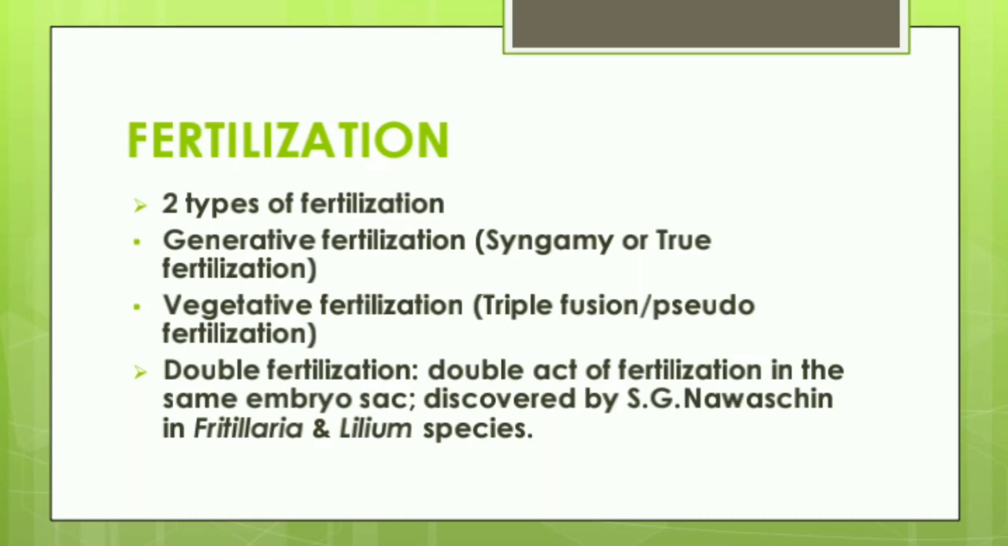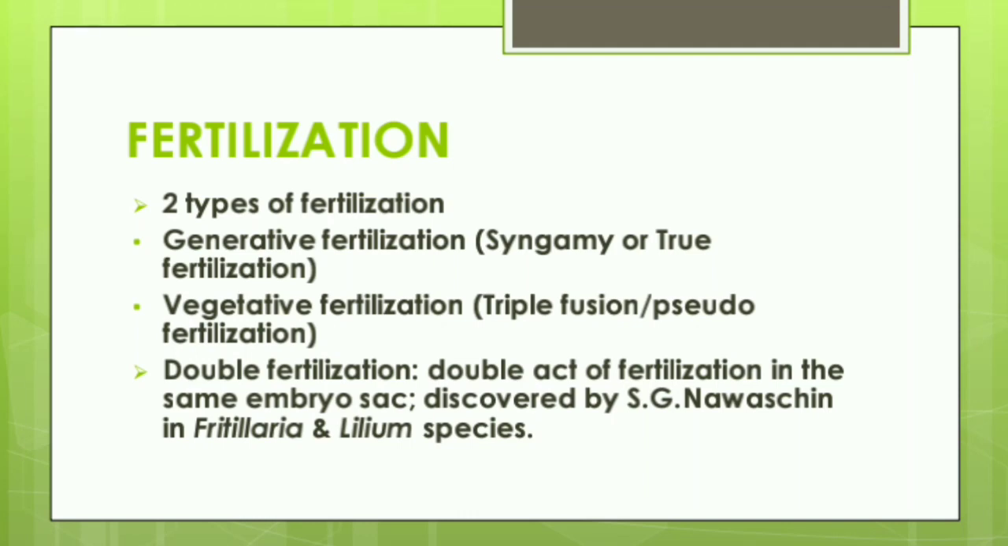The second one is vegetative fertilization or triple fusion or pseudo fertilization. It is the fusion of nucleus of a male gamete with the diploid secondary nucleus that was formed by fusion of two haploid polar nuclei. I think you can remember, as I have already discussed. Now, vegetative fertilization is also called triple fusion because it involves fusion of one male nucleus and two polar nuclei, and it was discovered by Navaschin.